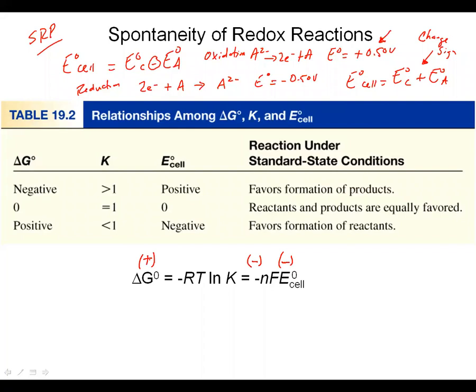And if the equilibrium constant equals 1, the natural log of 1 is 0, and that's going to basically zero out our delta G value and our E value. Again, you're sort of on the fence at that point. You're kind of equally favoring both reactants and products.